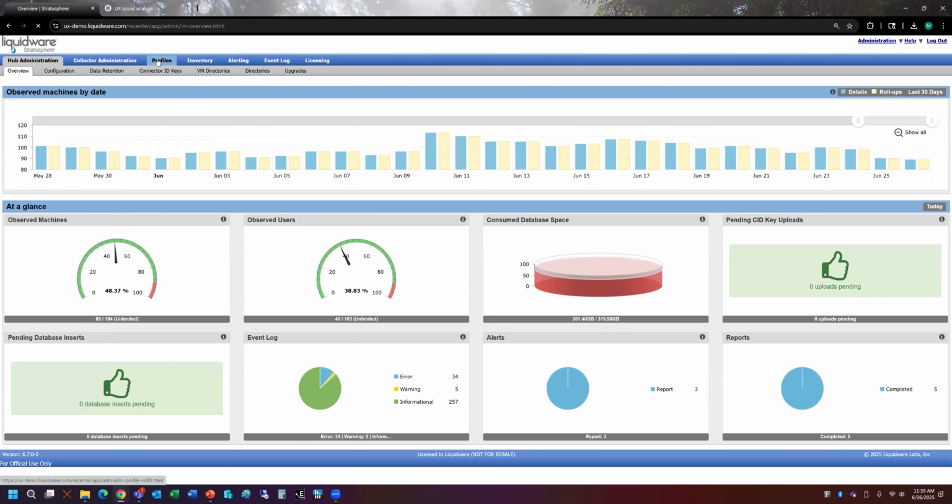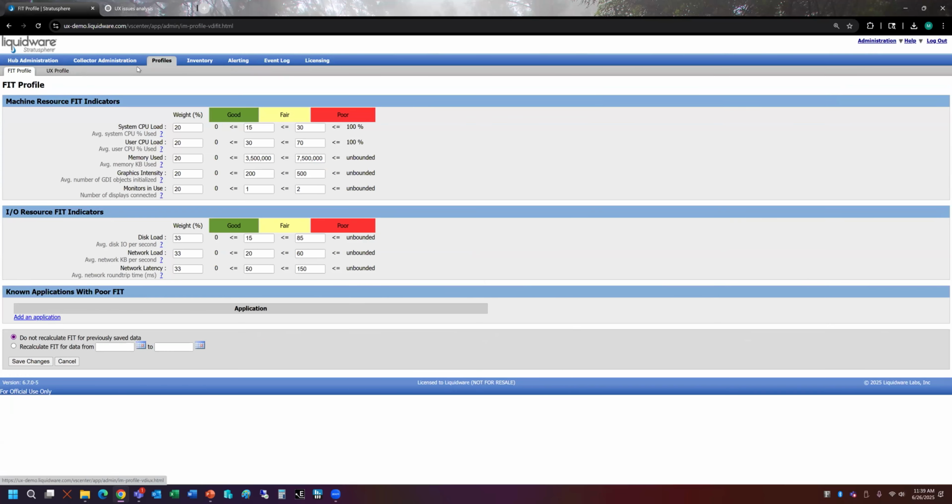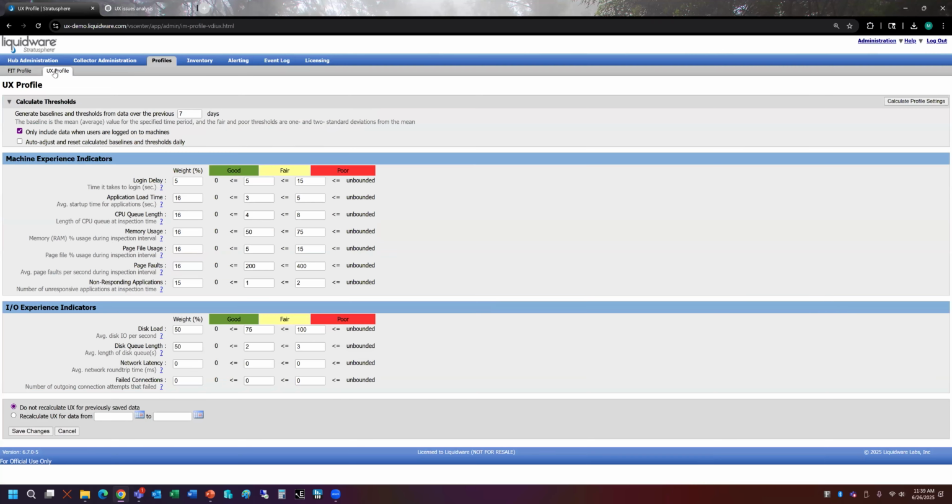So the next thing we're going to do is jump into this little area called profiles. Now, profiles serve a couple of different purposes for us. If you're using Stratosphere to assess machines and build new environments, what we call assessments, you're going to be in something called the fit profile. If you want Stratosphere to be used as a predictive analytics tool, you're going to be here in the area that's called UX profile. Now, the process here is really ridiculously simple, but the math behind it is not.